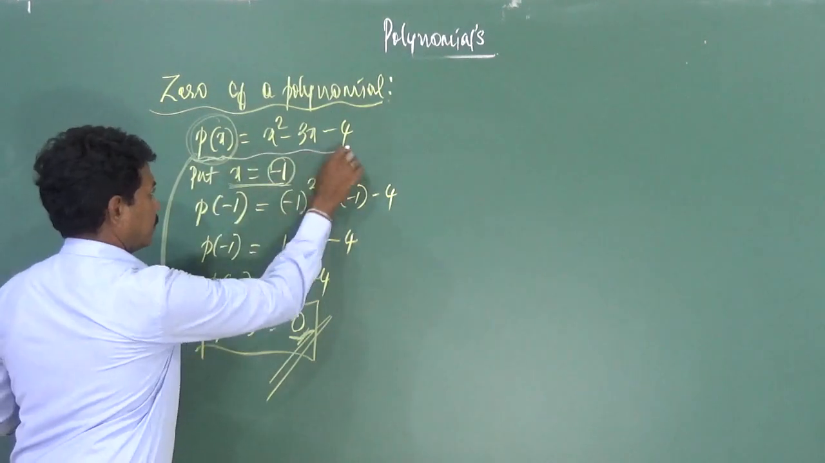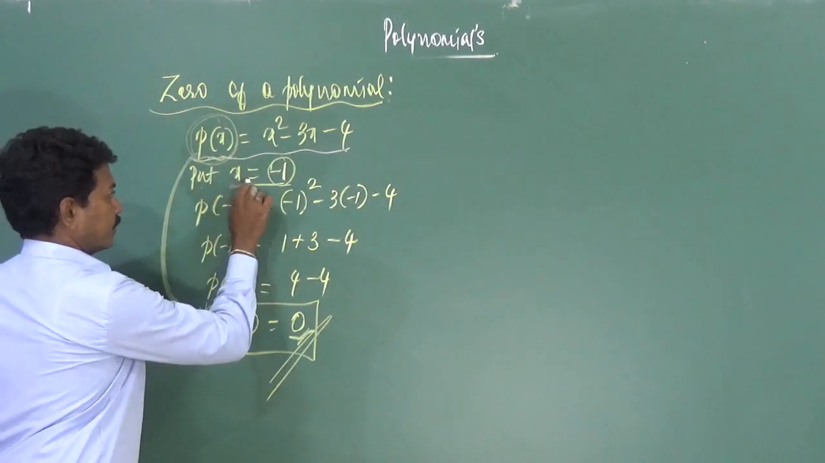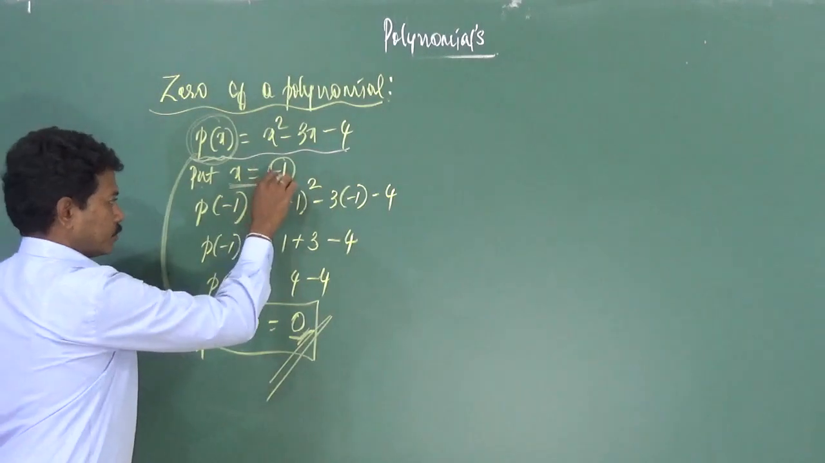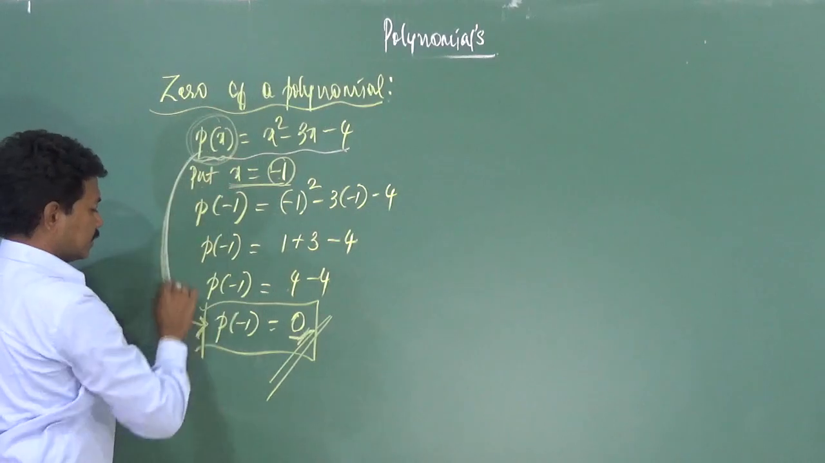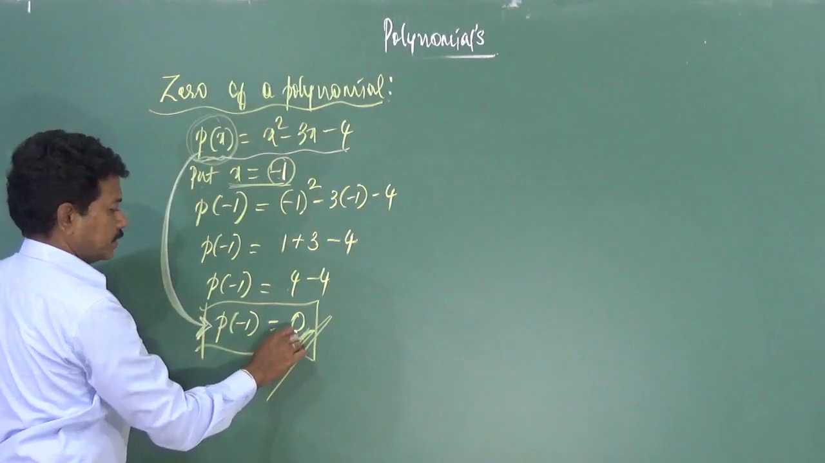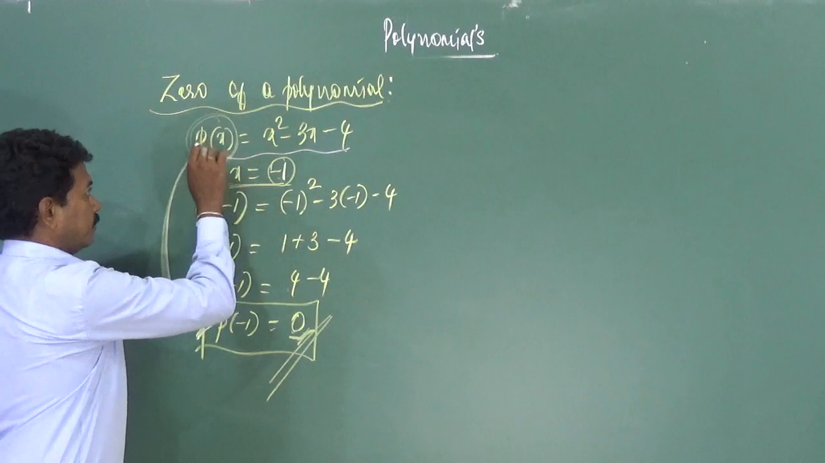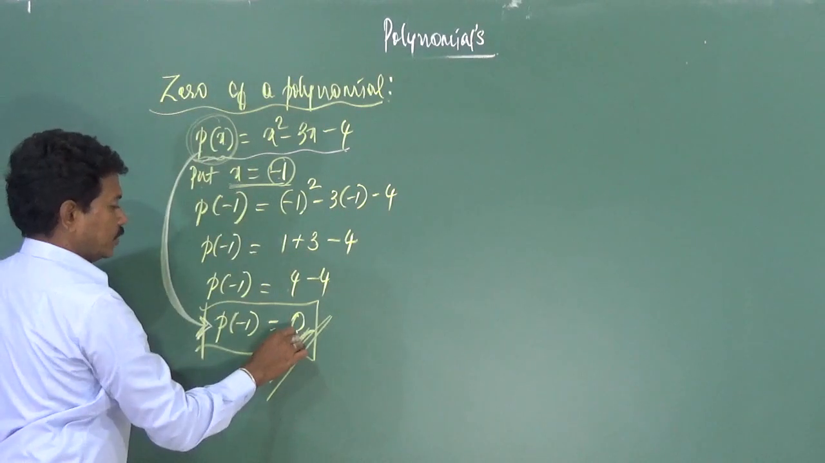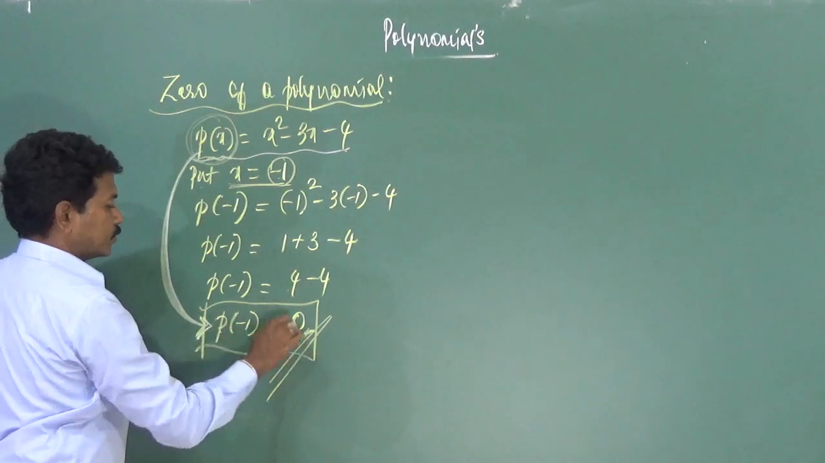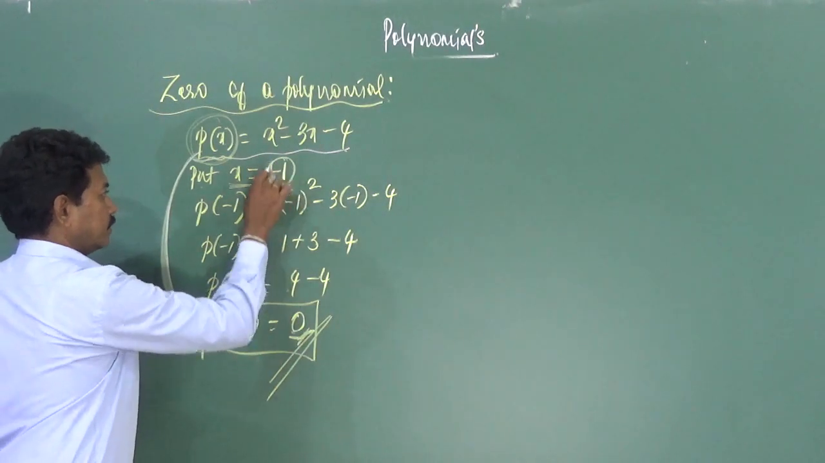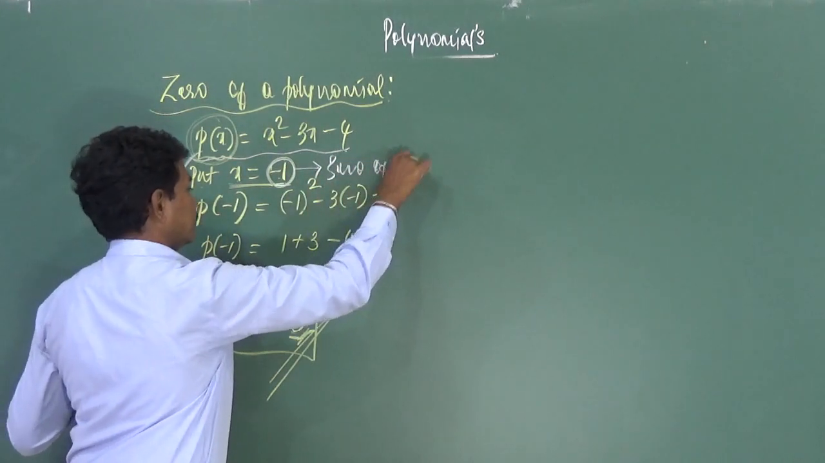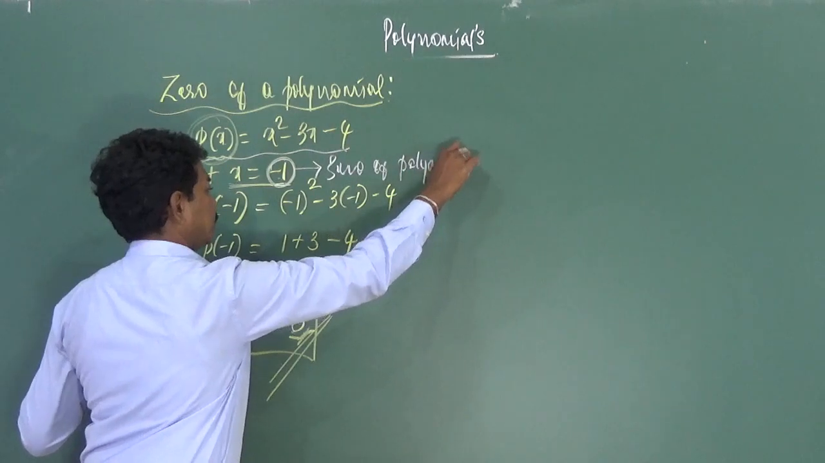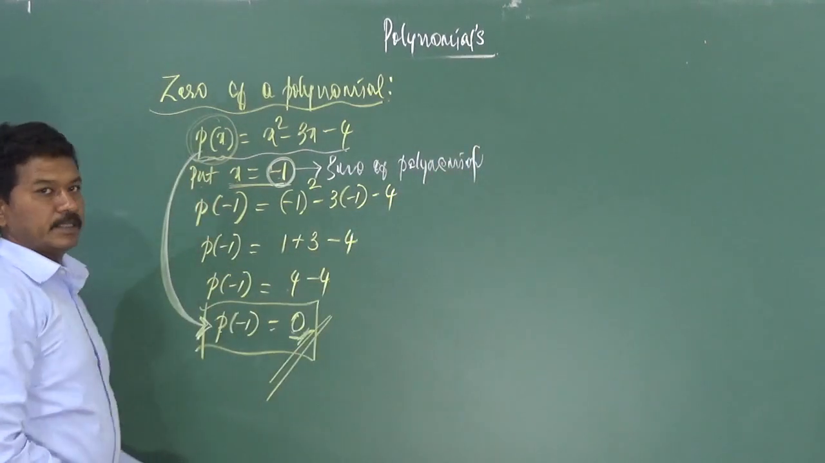You had been given a polynomial. You were asked to substitute the value of x is equal to minus 1. You substituted that. You simplified. You got 0. You made p of x equal to 0. So if p of x becomes equal to 0, the value which made p of x become 0 is minus 1. Therefore, minus 1 is called the 0 of the polynomial. You have to remember this, right?